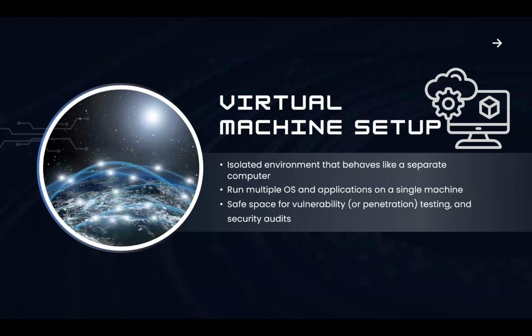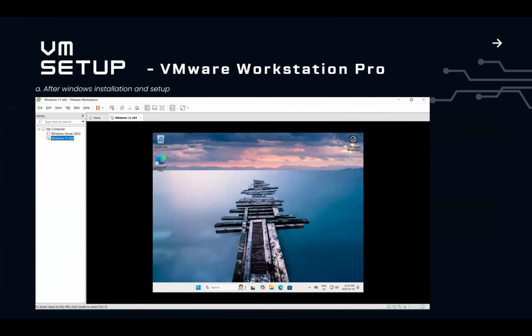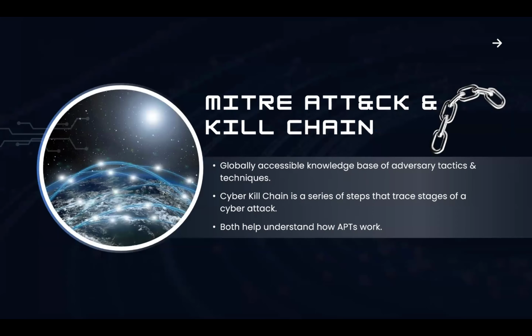Then we set up a virtual machine, which is basically a safe space for testing some of these phishing emails, because you do not want to open them on your main machine. One of the virtual machines we used was VMware Workstation Pro, and this is just a screenshot of it being set up on my system. Another machine was the Oracle VirtualBox. This was also it being set up, but the main one used was the previous one.